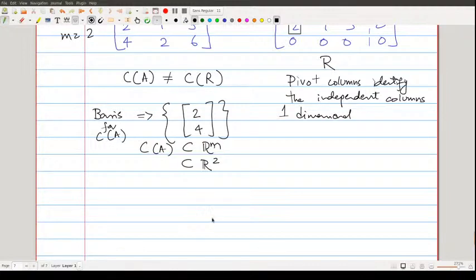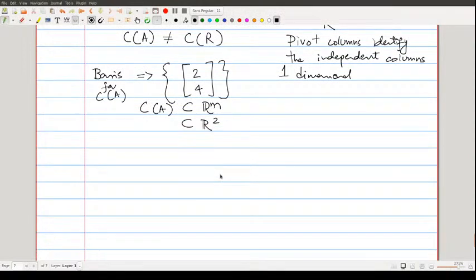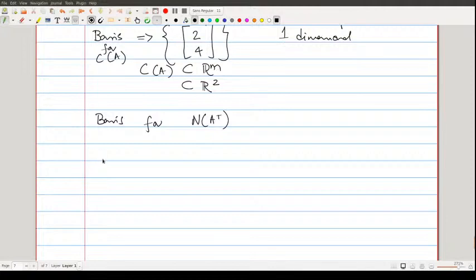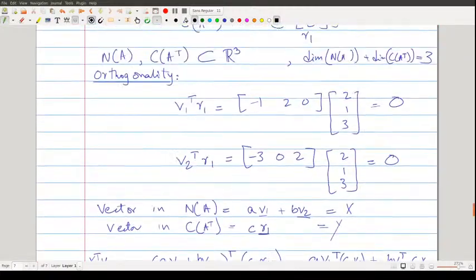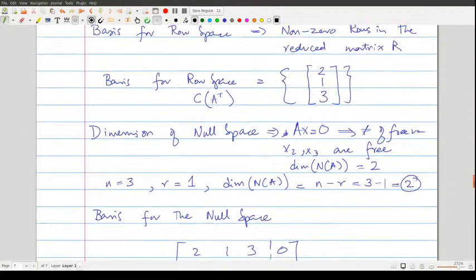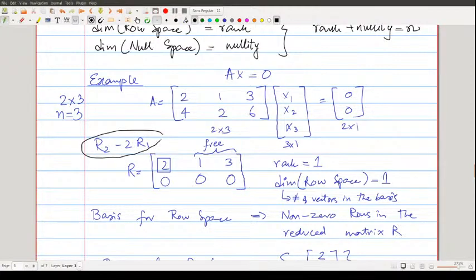What else? The other thing we can check is the basis for the null space of A transpose. And how do we do that? As we discussed in the last lecture, for the basis of the null space, you need to keep track of the elimination matrix. That's very easy to do in this case, because I think we only did one row operation. Here it is: we just did row 2 minus 2 times row 1.